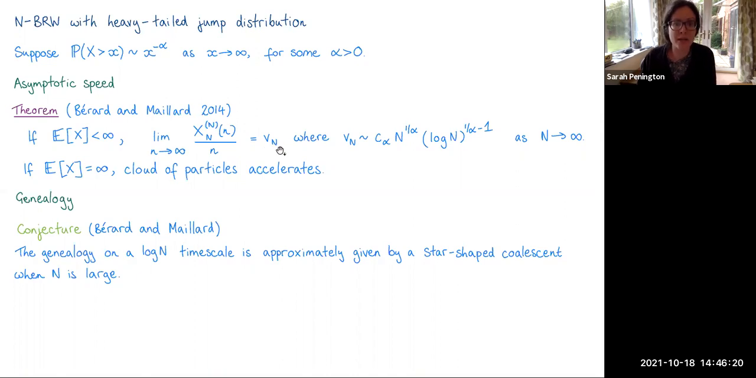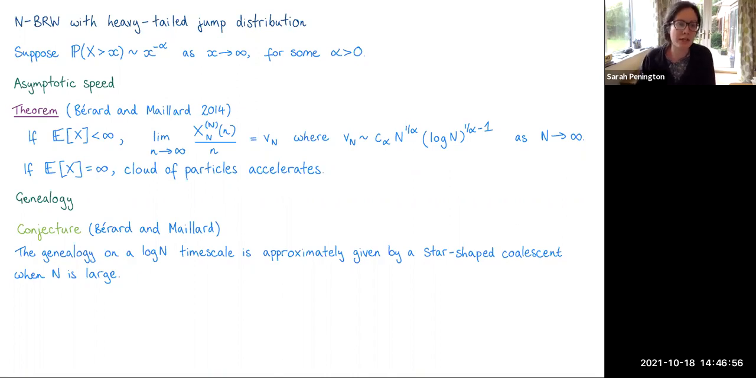But what Bérard and Maillard showed is what the asymptotics of V_N are as capital N goes to infinity. They showed that V_N goes like some constant C_alpha that depends on alpha times N to the 1 over alpha times log N to the 1 over alpha minus 1. So in particular, as capital N goes to infinity, V_N actually goes to infinity as well. So the asymptotic speed goes to infinity as the total number of particles goes to infinity.